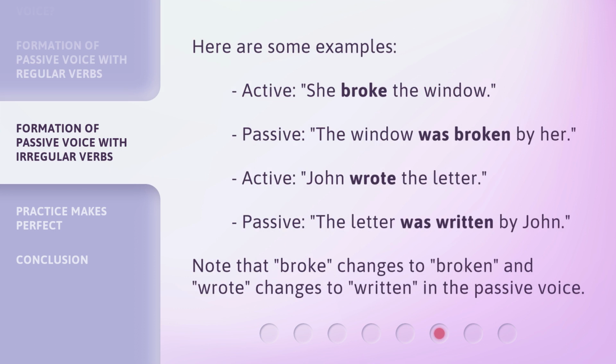Here are some examples. Active: she broke the window. Passive: the window was broken by her. Active: John wrote the letter. Passive: the letter was written by John. Note that broke changes to broken and wrote changes to written in the passive voice.